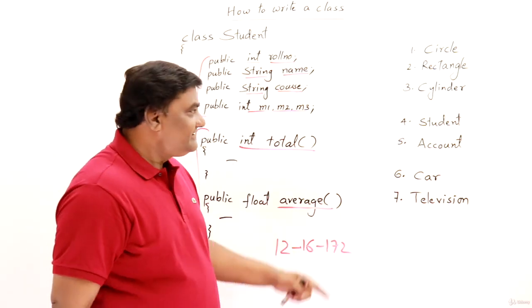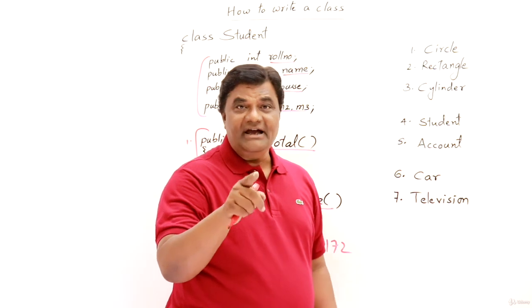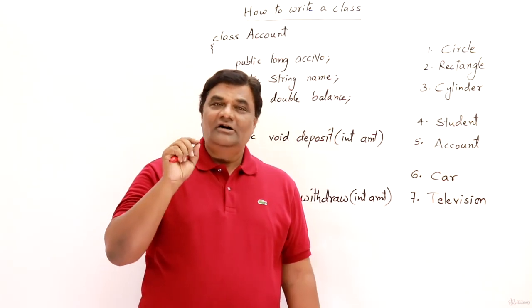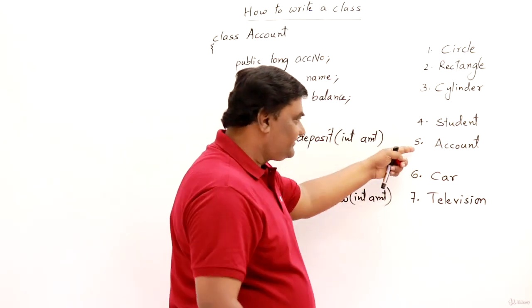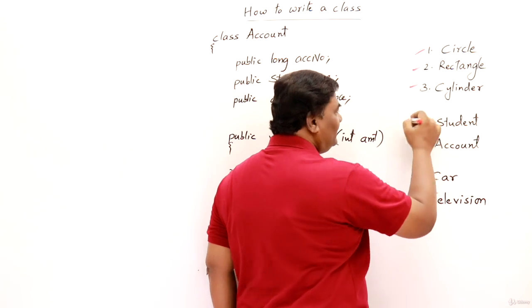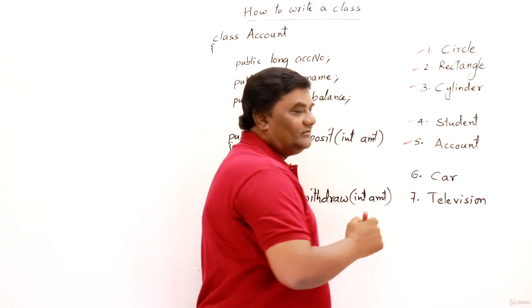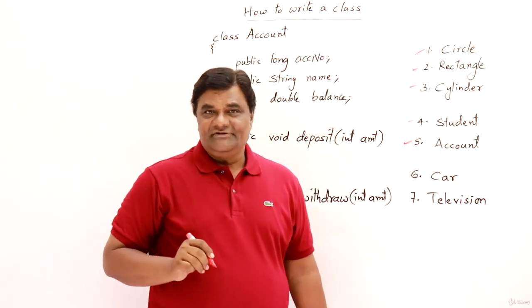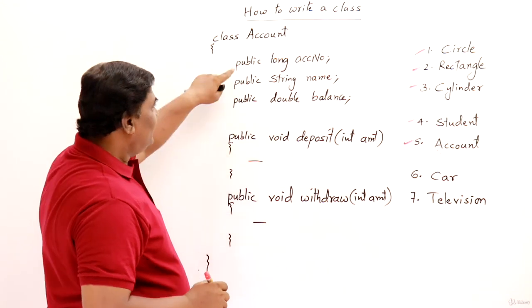Now let us move on to the next class, that is account. This is a bank account. Now the object is account. So till here I have finished all. Now this one I am doing, account. Let us see the properties of an account. I have taken a few.